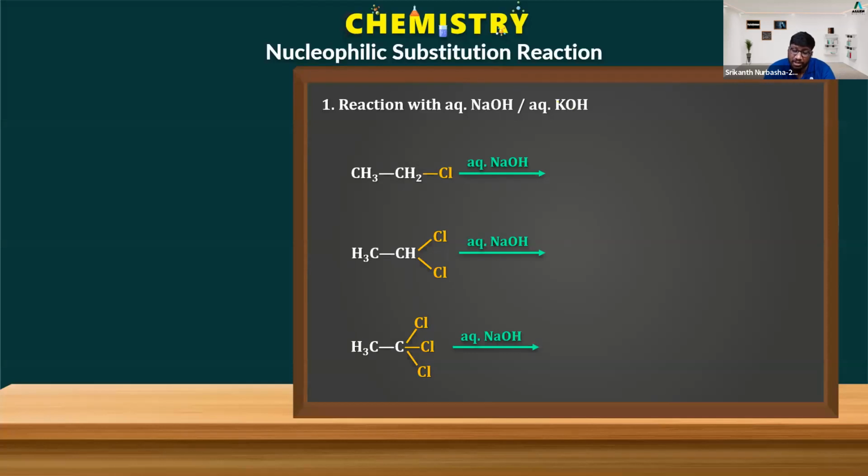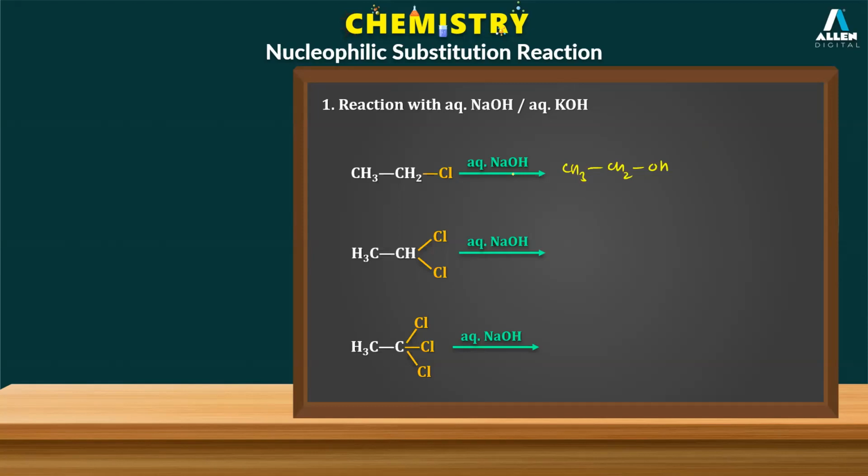Reaction with aqueous NaOH or aqueous KOH. What happens, students, in the first case? Aqueous means OH minus acts as a nucleophile. Alcoholic means OH minus acts as a base. So here CH3CH2OH is obtained, which is the major product. And OH minus is a strong nucleophile, so SN2 is happening.